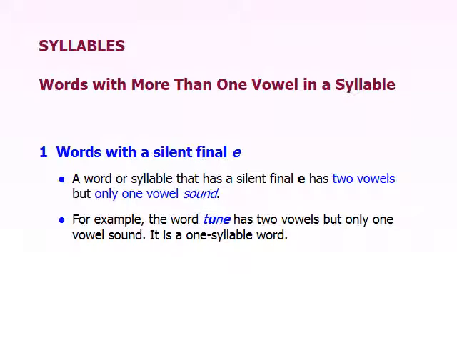So let's start looking at some of the rules for dividing things up into syllables. The first rule is that words with a silent final E. A word or syllable that has a silent E has 2 vowels but only 1 vowel sound. So that's why we can't go by counting the number of vowels in a word, because sometimes some of the vowels are silent. For example, in a word like tune, there are 2 vowels, U and E, but it's only 1 syllable because only the U is pronounced, a long U.